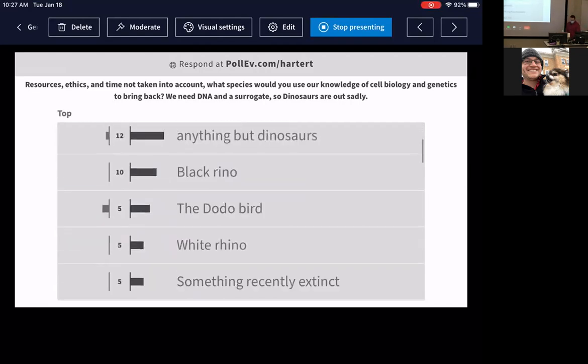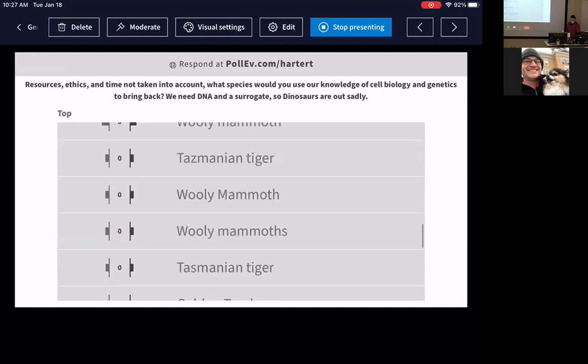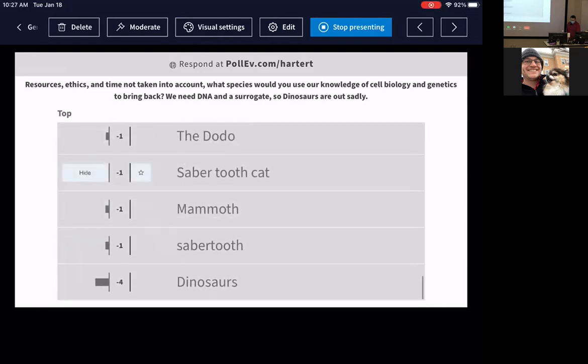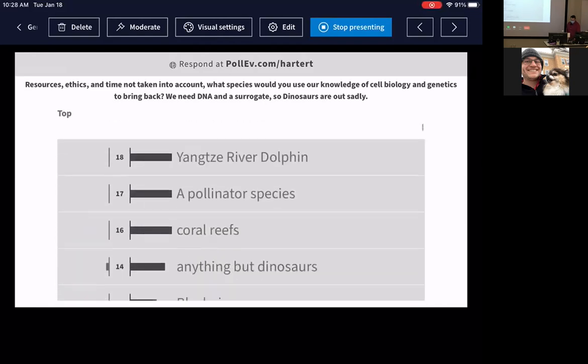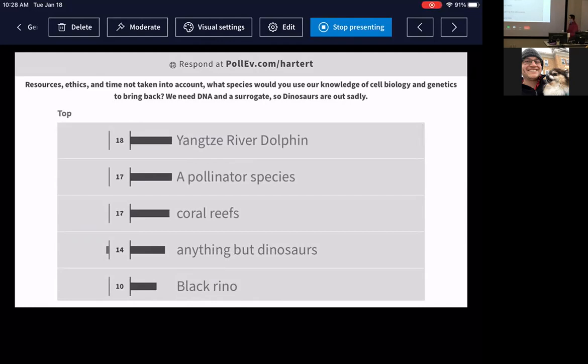So as you think about it, there are a lot of good examples and it's fun. I'm sorry, whoever put dinosaurs got downvoted. I think the crowd worked against you. We've all seen too many velociraptors.